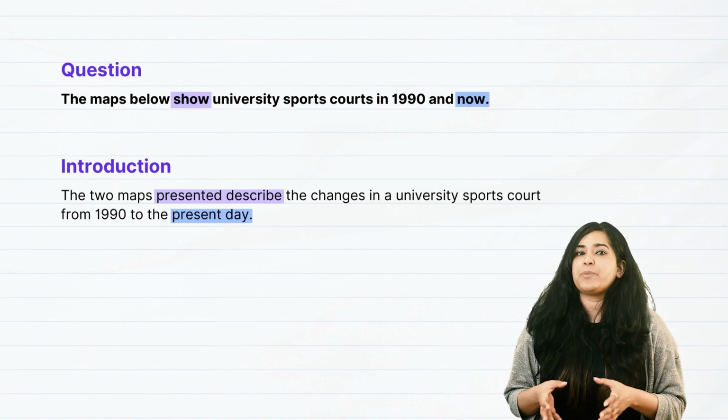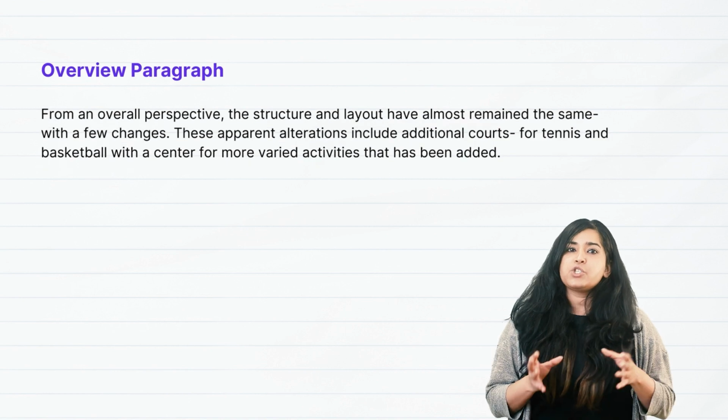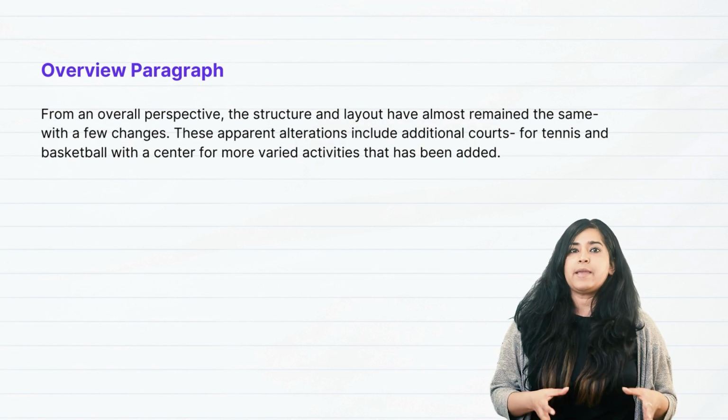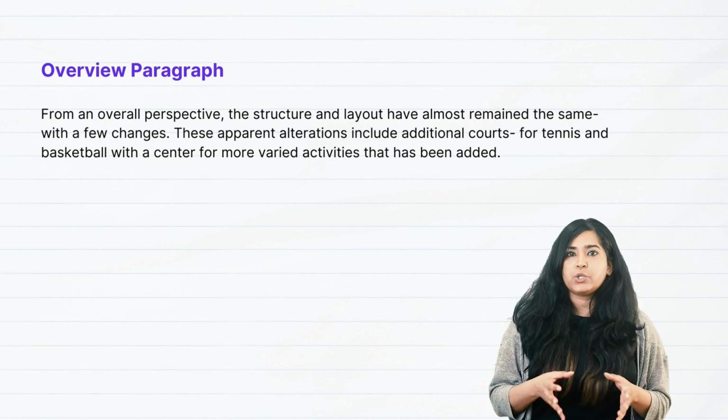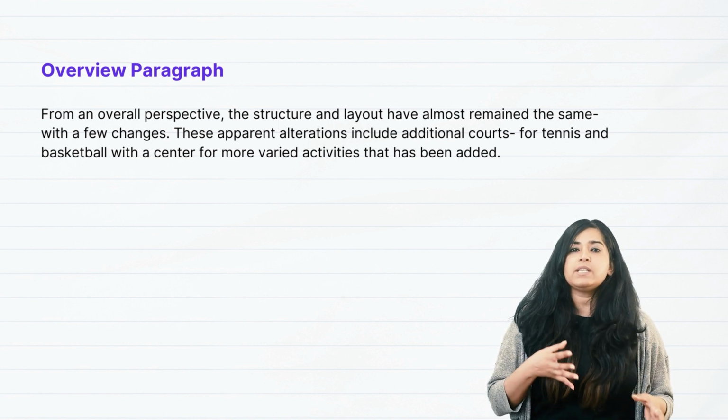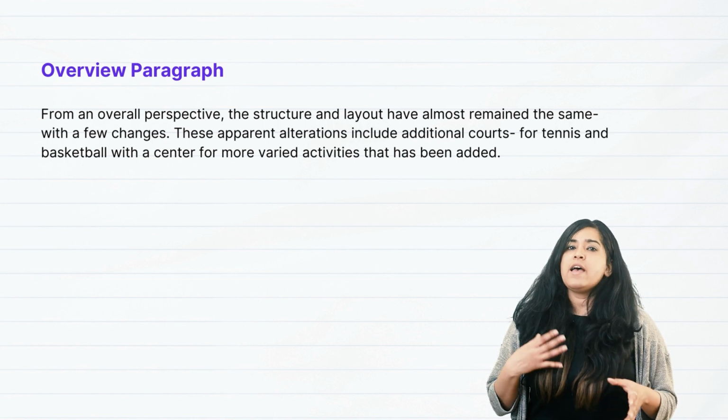Now on to the overview paragraph. We just need to describe the general changes that have taken place. Don't worry about the details just yet. We'll cover that in the following paragraphs. Our overview paragraph could look something like this. From an overall perspective, the structure and layout have almost remained the same, with a few changes. These apparent alterations include additional courts for tennis and basketball, with a center for more varied activities that has been added. Right, so we've summarized this without giving too many details.